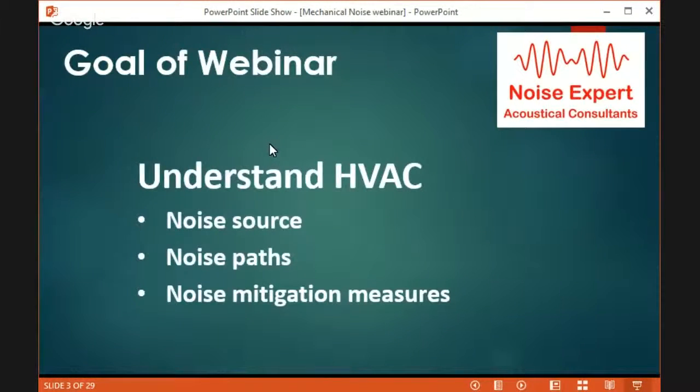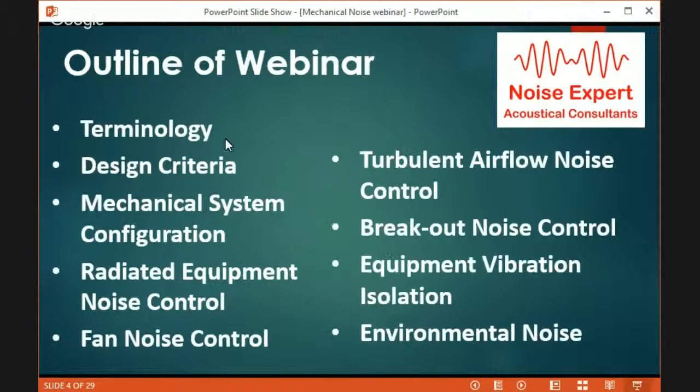So the goal is to deal with HVAC noise sources, paths, and mitigation measures. And I'm going to cover some terminology, design criteria, configuration, some of the different controls of the different noise sources and how they can be treated.